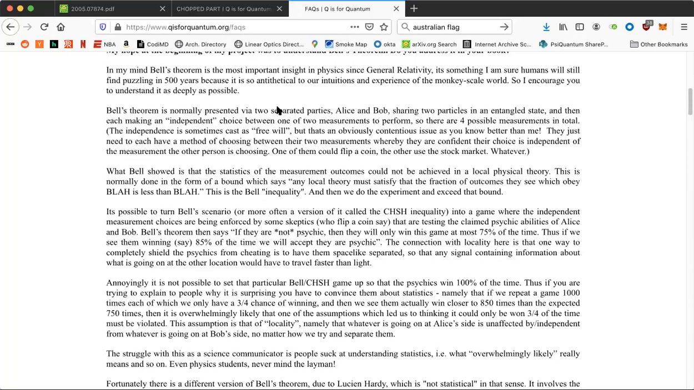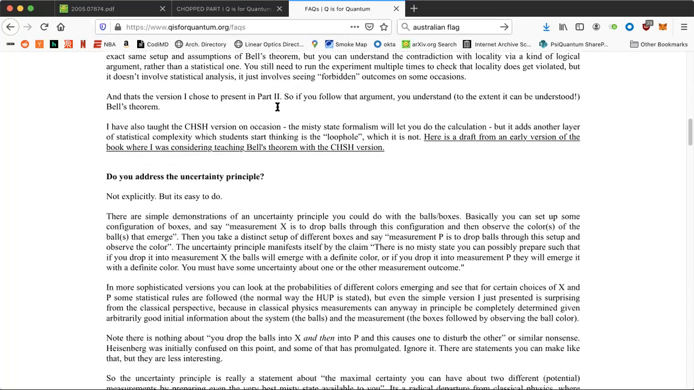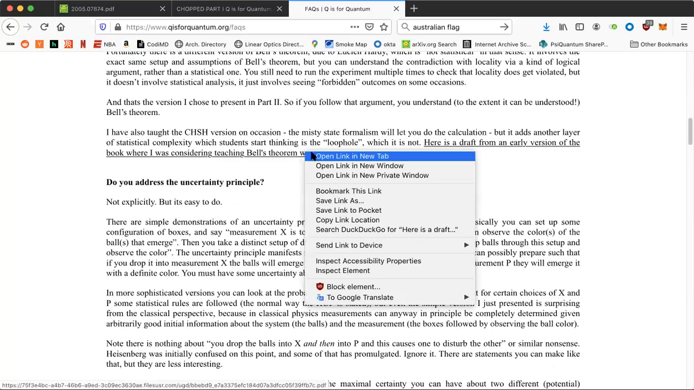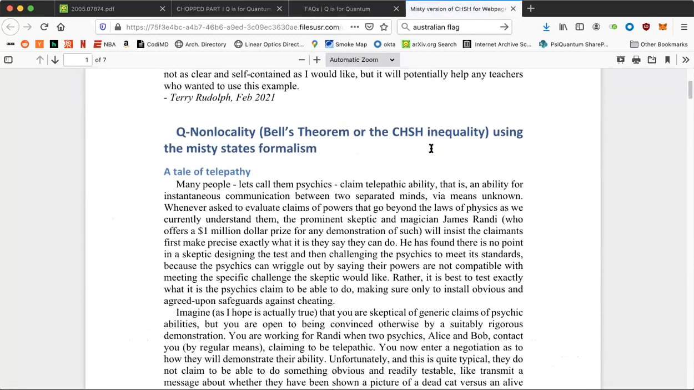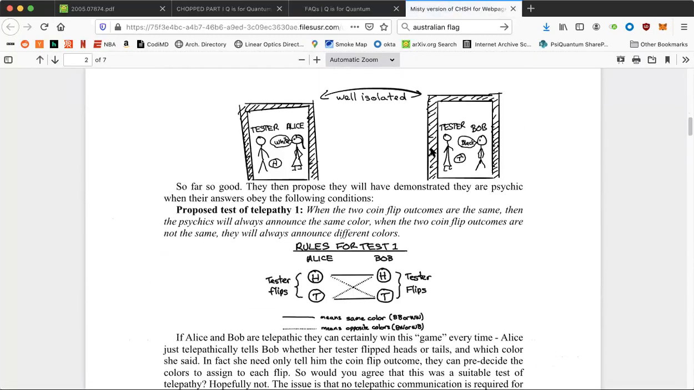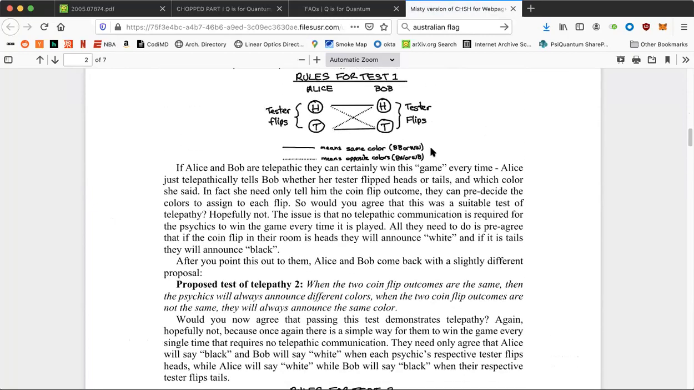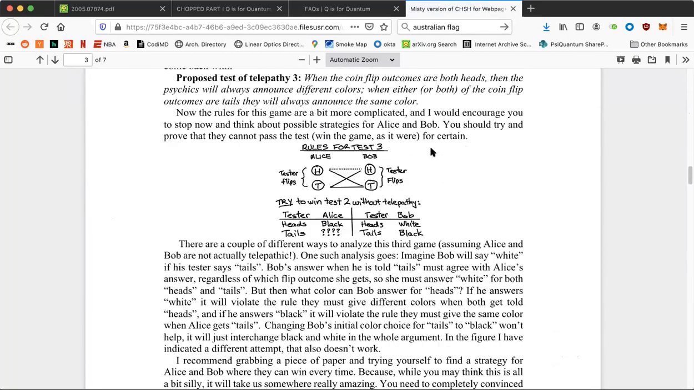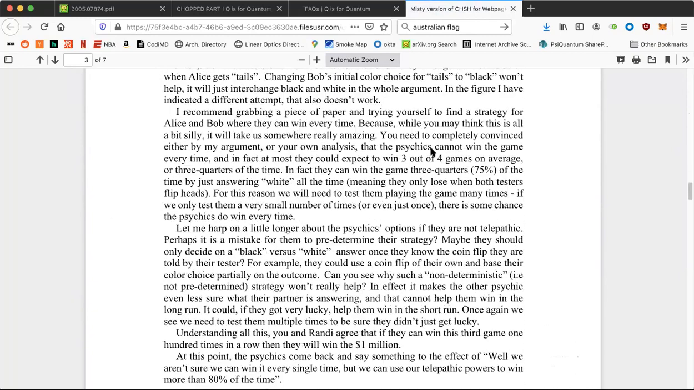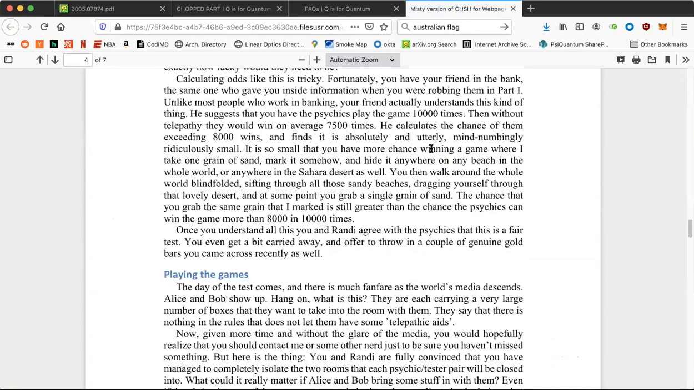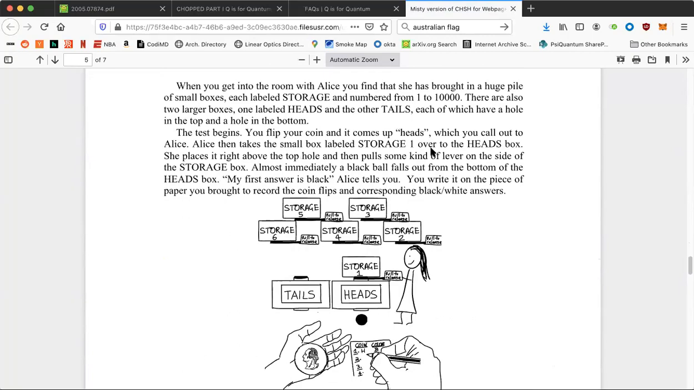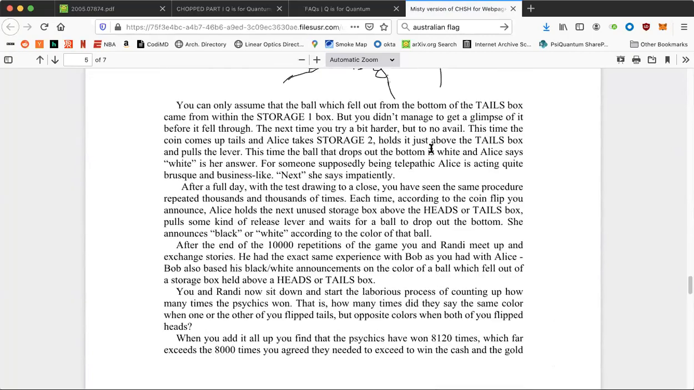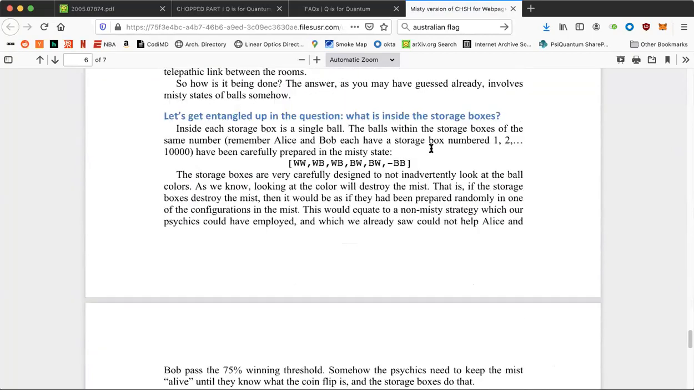I then added on the web page some notes here at the end of this FAQ. I had originally started trying to teach Bell's theorem via the CHSH inequality. So you can go through and read this. This was sort of an early draft of where I was going to try and do CHSH. And then I realized I just don't want to teach it via statistics, but there's a whole setup here that will run through it basically as a game again.